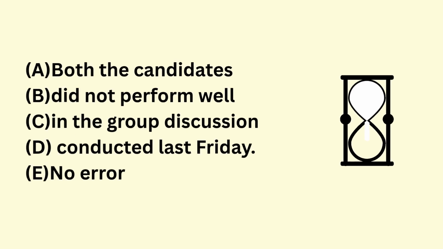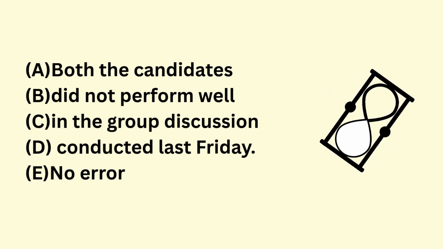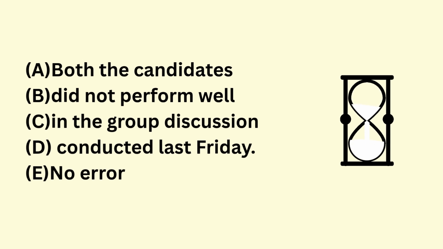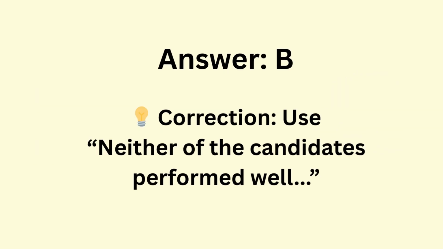First question is, both the candidates did not perform well in the group discussion conducted last Friday. Pause the video, try to find out the answer. The incorrect part is B, as did not is mentioned. What will be the correction? We can use neither of the candidates performed well.